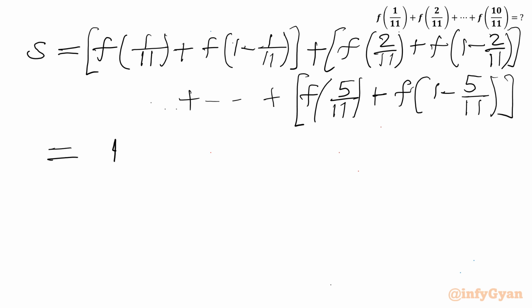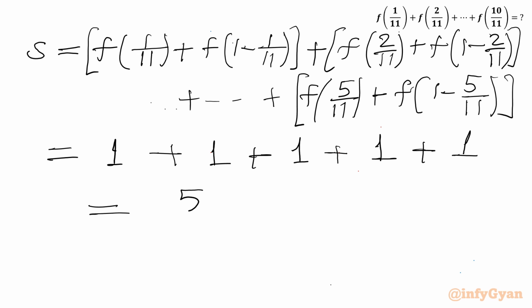So each bracket will be 1. So 1 plus 1 plus 1 plus 1 and plus 1. Overall, 5 combinations will be there. So I can write the addition will be 5. So our final answer will become 5.